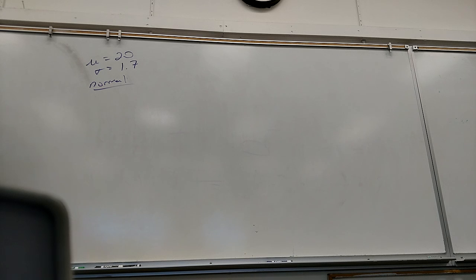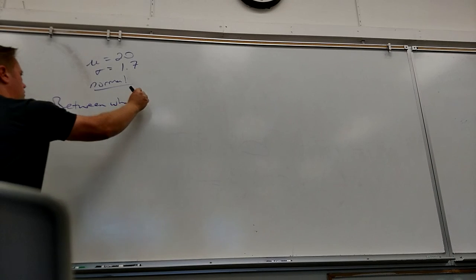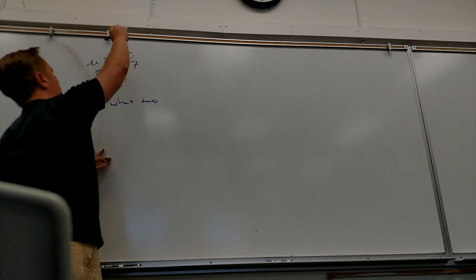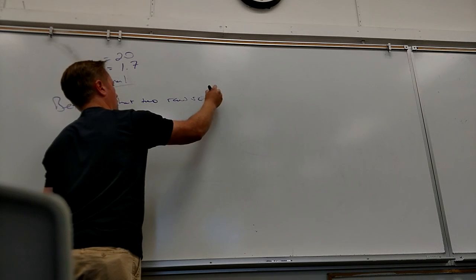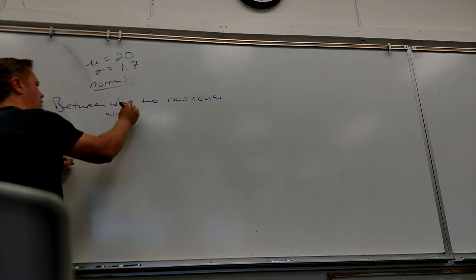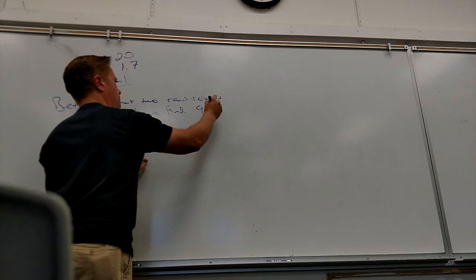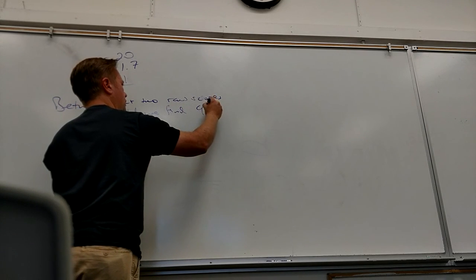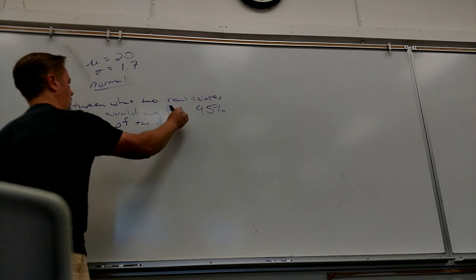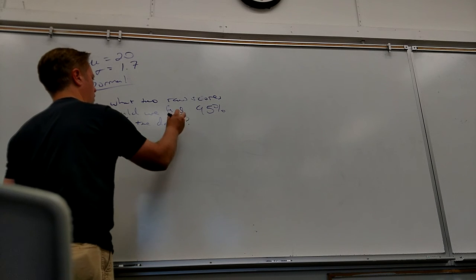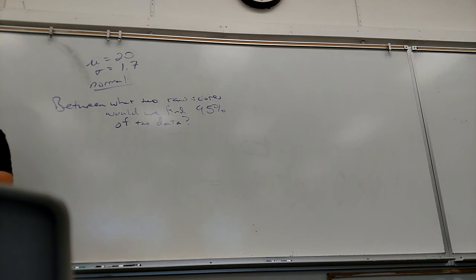So between what two raw scores would we find, let's do 95% of the data? You got to be careful. You can't go to empirical rule anymore. We'll be a lot more precise now.